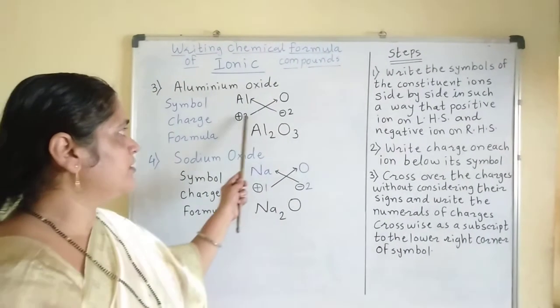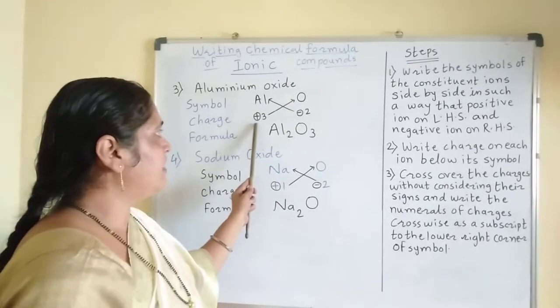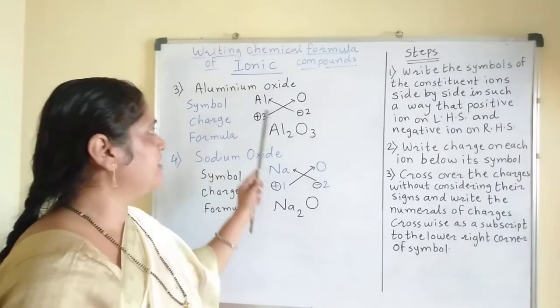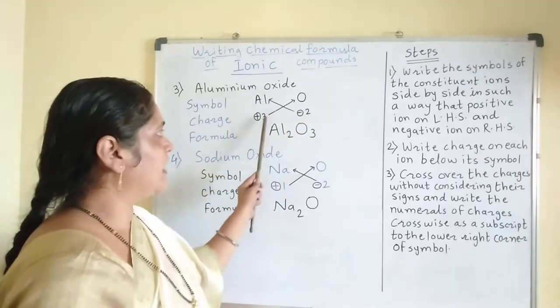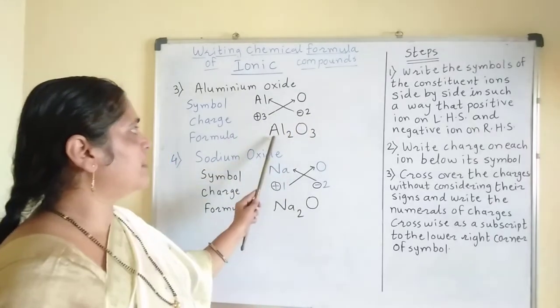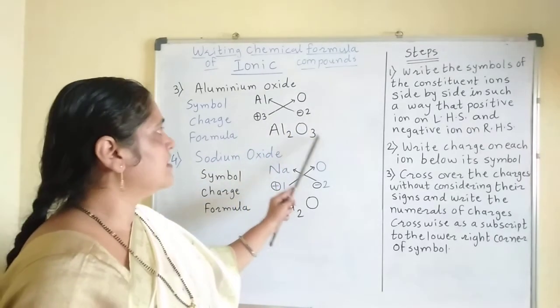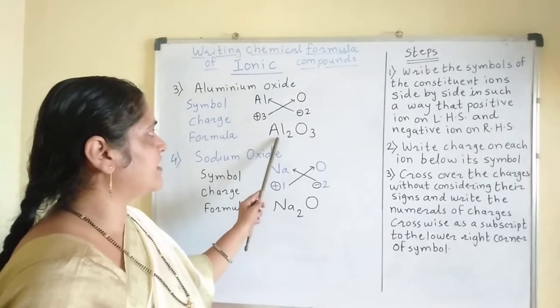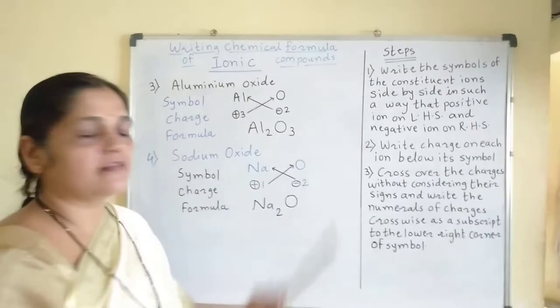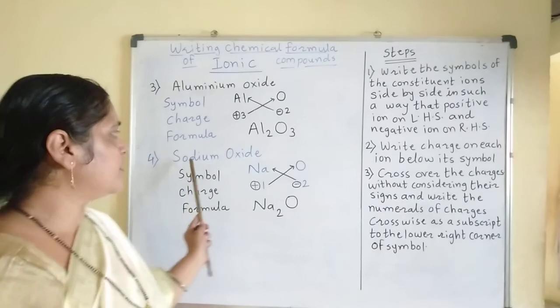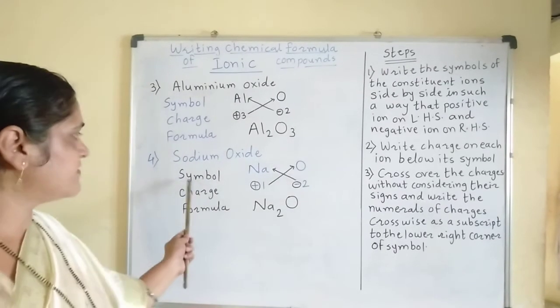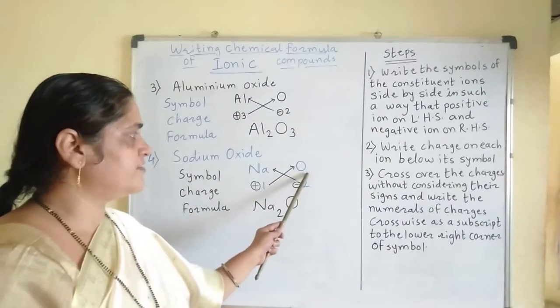Now I am going to cross multiply it. We have to ignore the sign, so Al is multiplied by 2 and O multiplied by 3. So the formula will become Al2O3. So here subscript 2 is written with Al and subscript 3 is written with oxygen. Now here sodium oxide. I have written the symbol of sodium as Na, and oxygen as O.